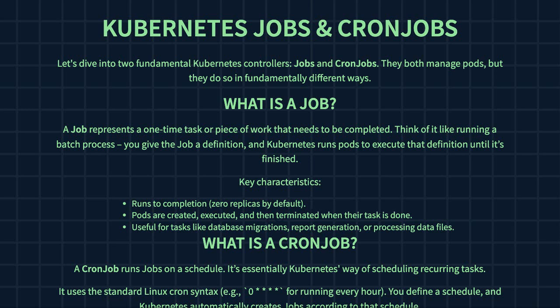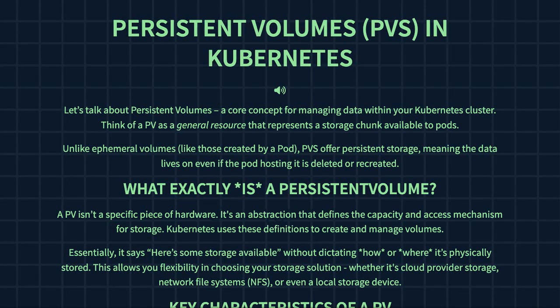Okay, let's dive into persistent volumes. They're super important for any Kubernetes deployment that needs to keep track of data. Think of a PV as a general storage pool within your cluster. It's not a specific hard drive or USB stick, it's more like saying, hey, there's this much storage available here. Unlike temporary volumes, data on a PV sticks around even if the container that uses it gets restarted or deleted.